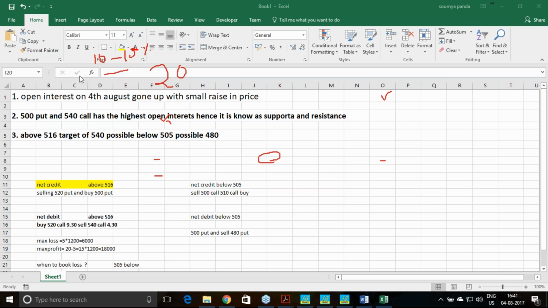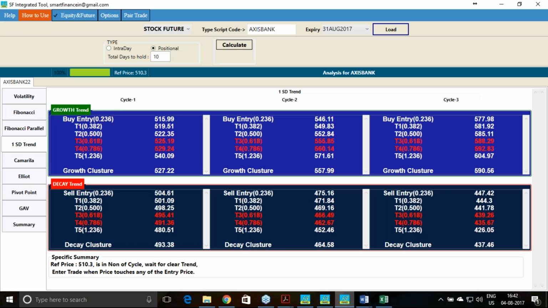Mr. Anjani Singh, you start reading. Net credit strategies used to give profit in the range bound market. A range bound market can happen in an uptrend, it can also happen in a downtrend. How will the range bound trend happen in an uptrend?